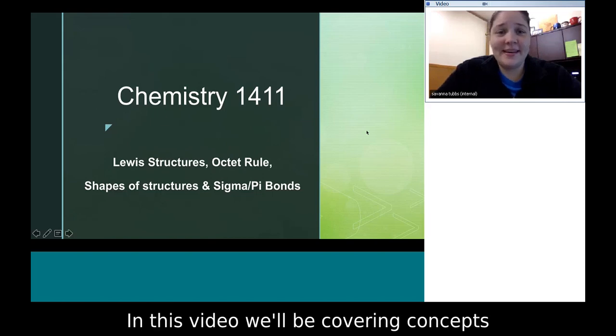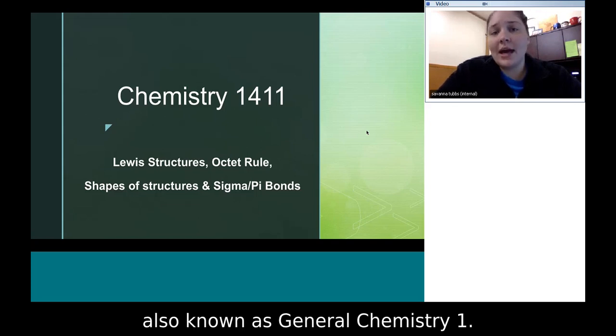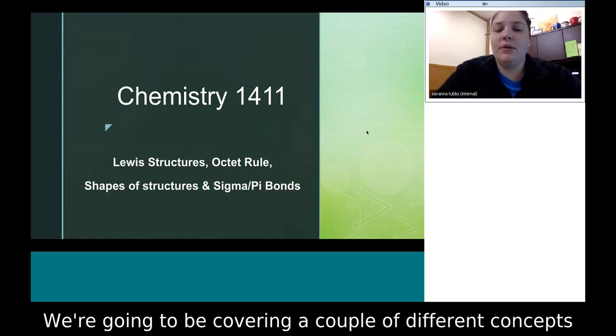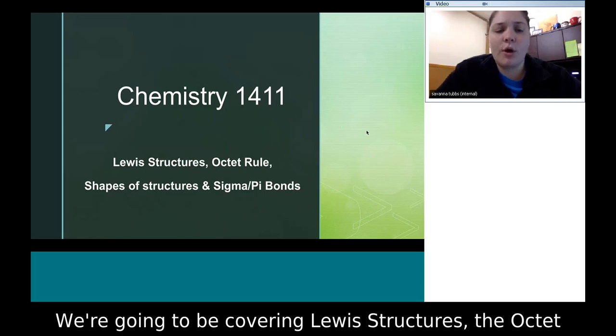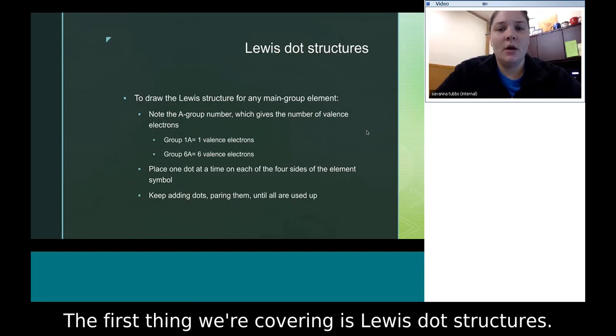Hello everyone. In this video, we'll be covering concepts from the course of Chemistry 1411, also known as General Chemistry 1. So we're going to be covering a couple different concepts today. We're going to be covering Lewis structures, the octet rule, shapes of structures, and sigma pi bonds. The first thing we're covering is Lewis dot structures.